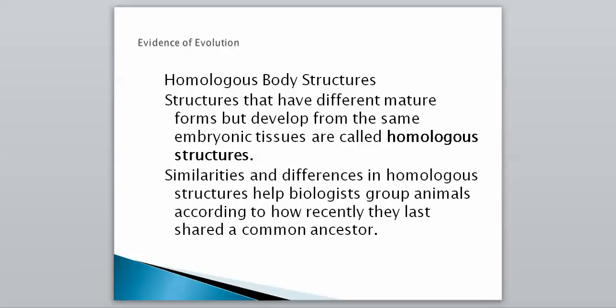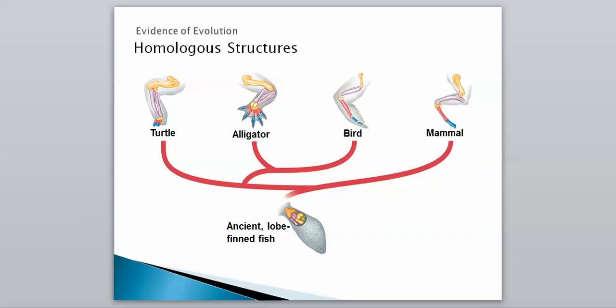So our next way is we can look at homologous body structure. This is going to be another new word for us, so it's an important one to know. Structures that have different mature forms but develop from the same embryonic tissues are called homologous structures. We're going to see a picture here in a second. Well, actually, I'll wait till we get to the picture to explain it more. Similarities and differences in homologous structures help biologists group animals according to how recently they shared a last common ancestor.